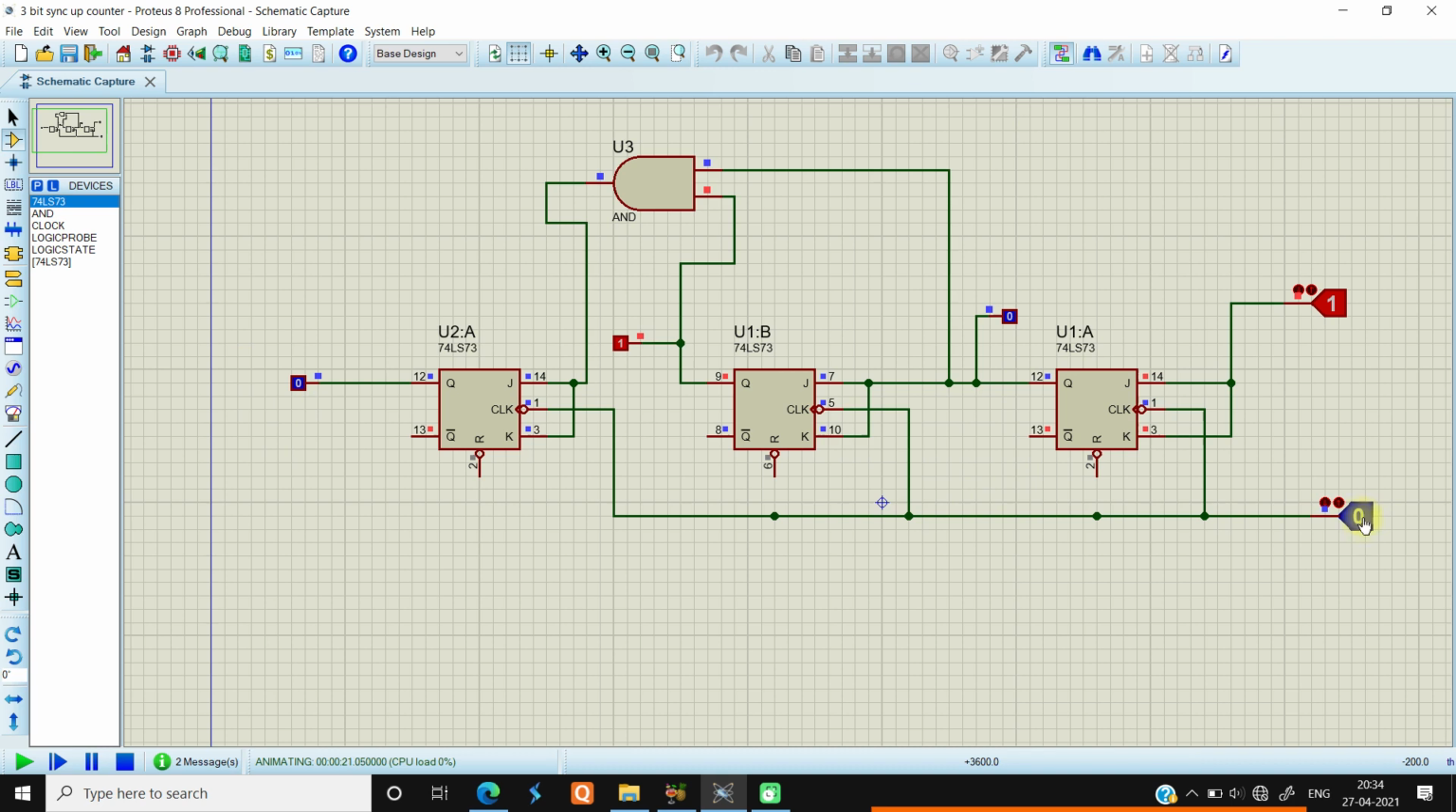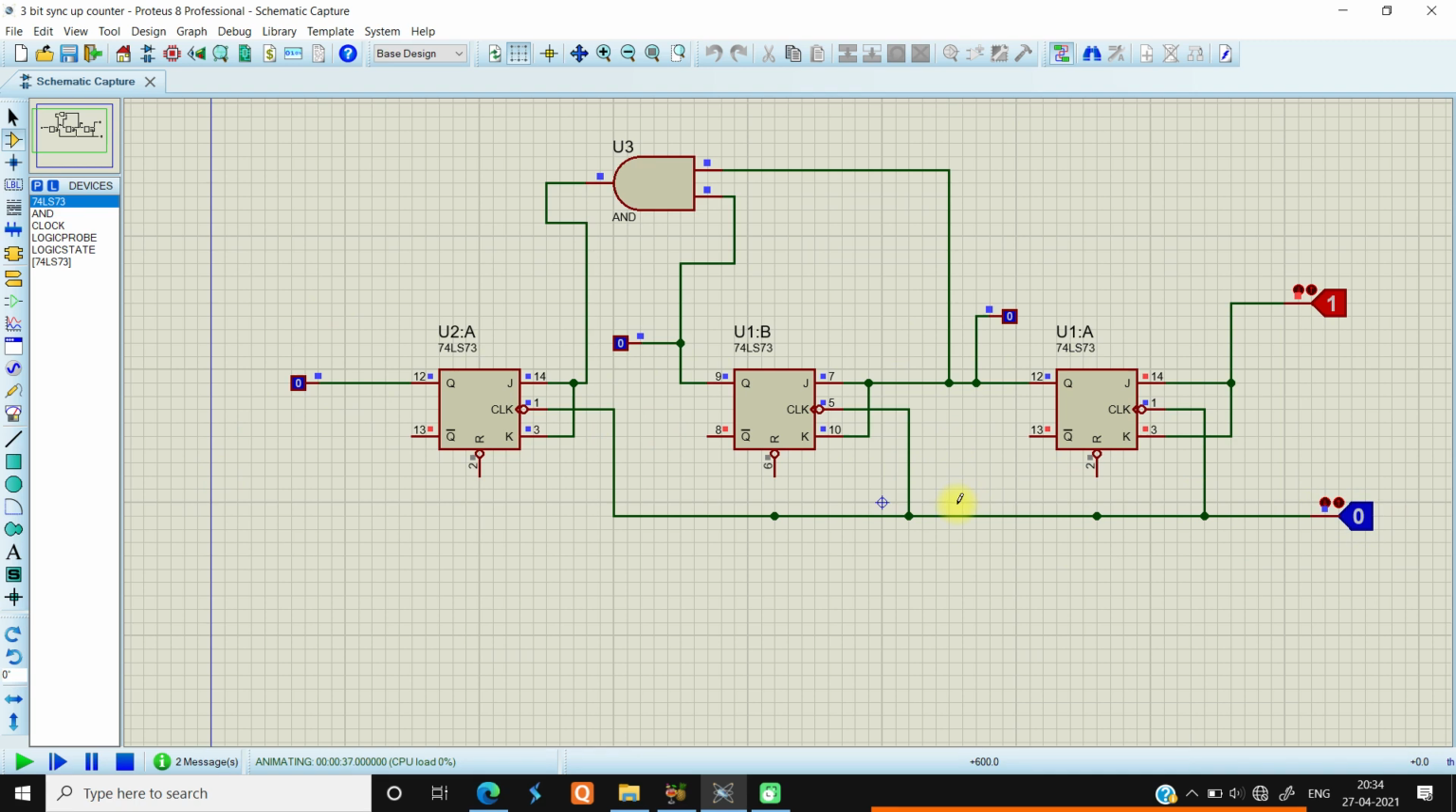0 1 0, 0 1 1, 1 0 0, 1 0 1, 1 1 0, 1 1 1. So the next state will be 0 0 0. So the next state has been attained.